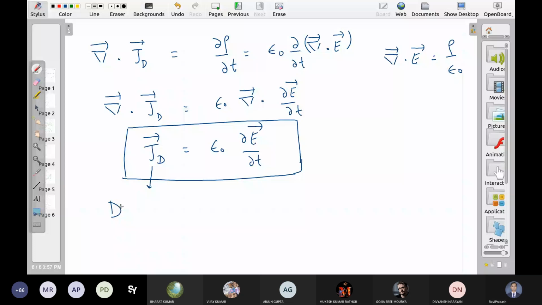But see, this current is not due to flow of charges. ये current charge flow की वजह से नहीं है. This is the current you are aware of. If charges are moving, there is a current.